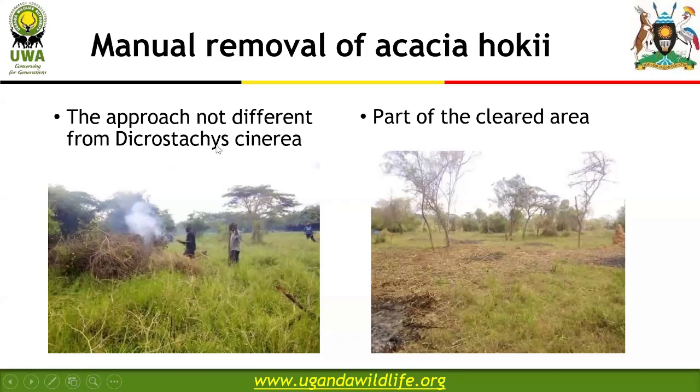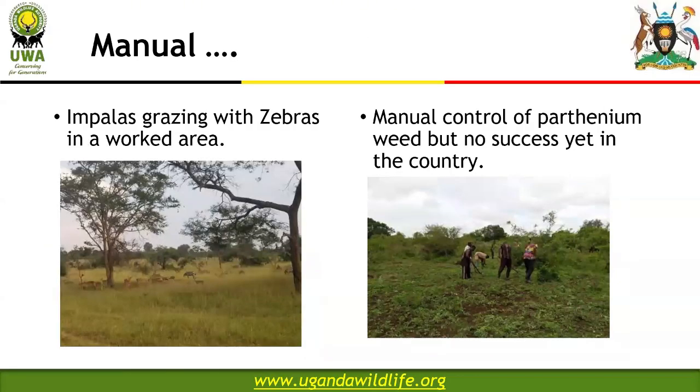So the approach, I'm saying here, is not any different from the one we use in dealing with Dichrostachys. This is the area that they had cleared. It is looking beautiful and it is looking good. This shows zebras and impalas grazing together in an area where they had worked on Acacia hockii.